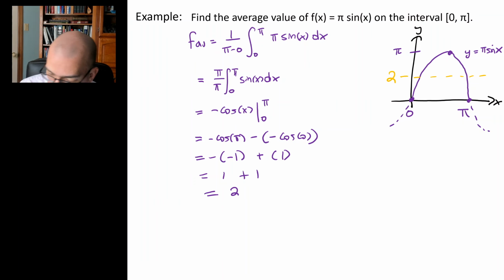So this is what it's saying. It's saying that the average value of the function is 2. 2 is indeed less than pi, so this looks reasonable. This is matching up with what the graph is indicating.